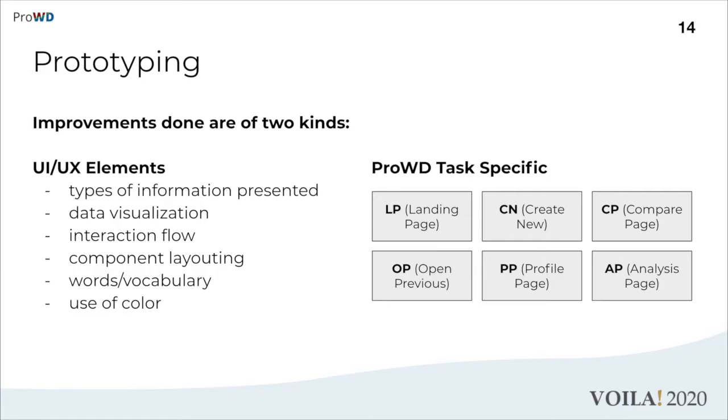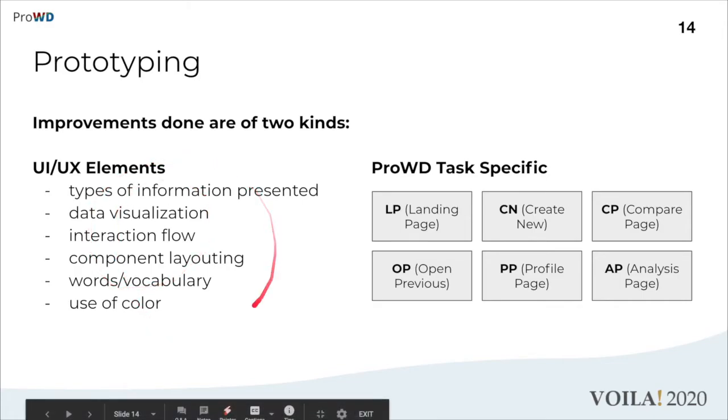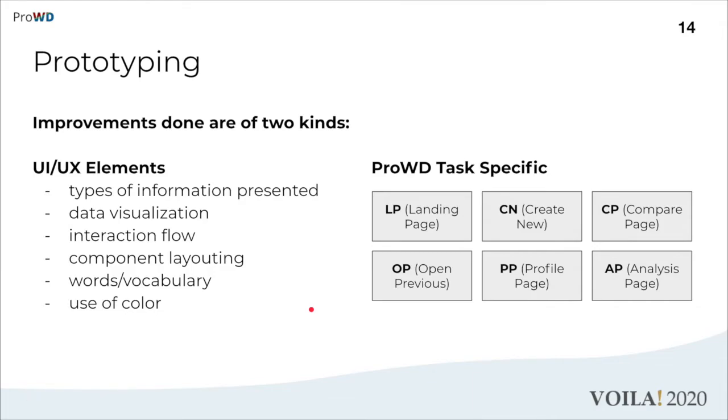From that skeleton, we then develop it into a prototype, and the improvements that we make from Proud version 1 to Proud version 2 are of two kinds. The first one is improvements based on the UI UX elements, which are all listed here, and the second is improvements based on the task analysis and gathered requirements that are specific to the 6 analyzed tasks.